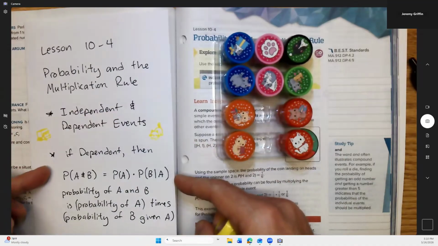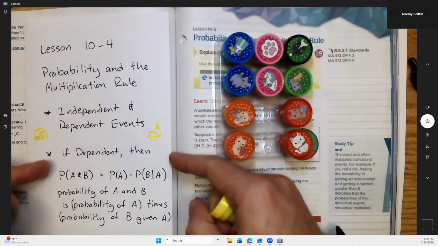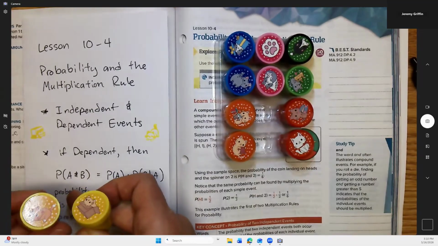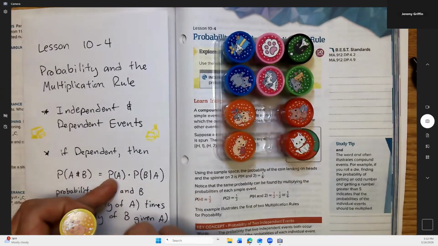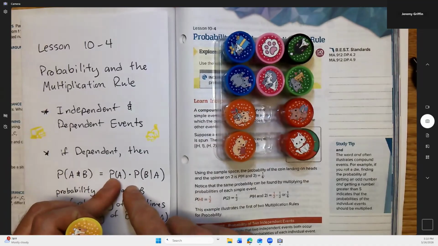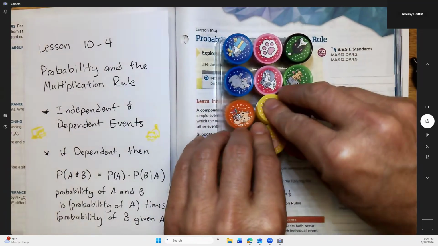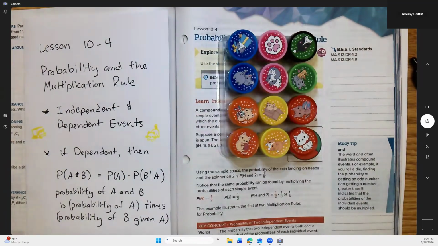And that leads to this notation here. So if dependent, which is what I just described, then the probability of picking yellow and also yellow, right? So like the two yellow kitties here would be the probability that the first event happens multiplied by the probability of B happening given that A happened. Right? And I can write that out here. Let me write out what I just said verbally.